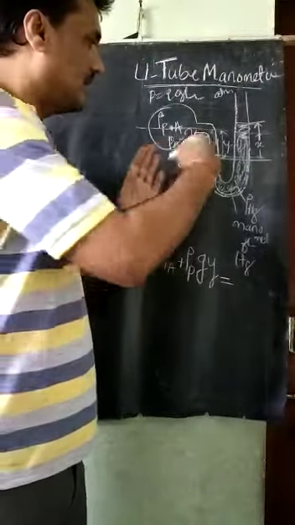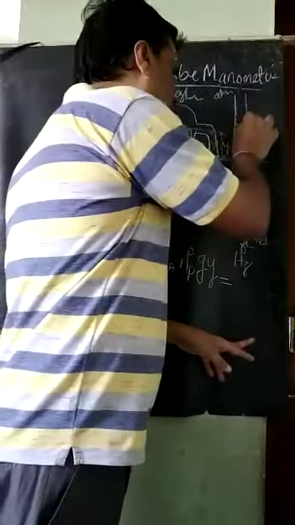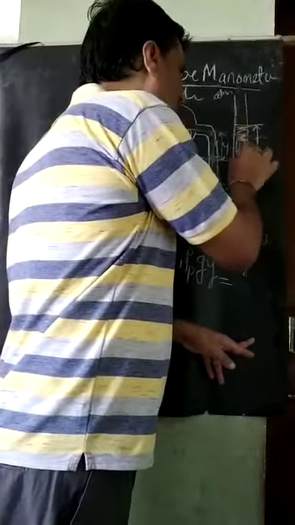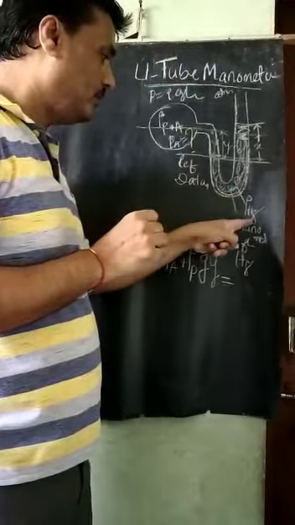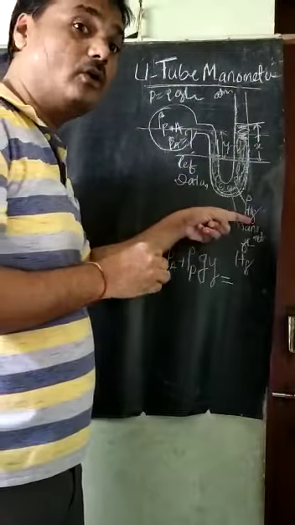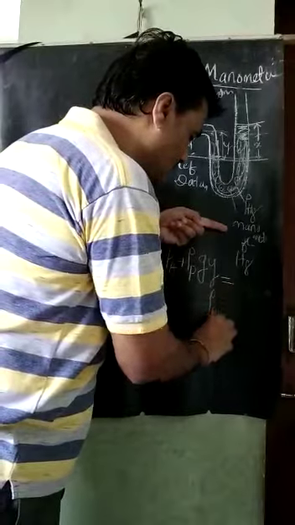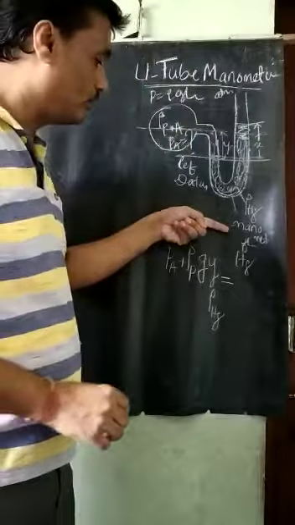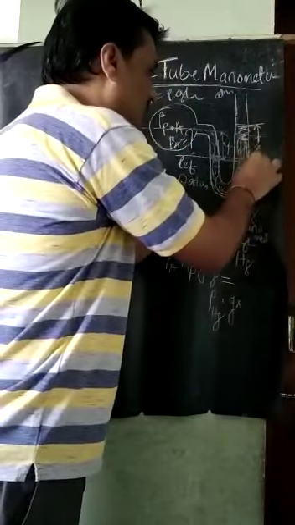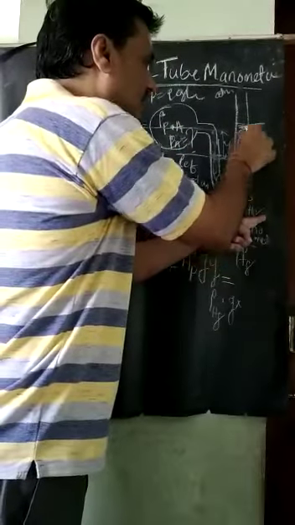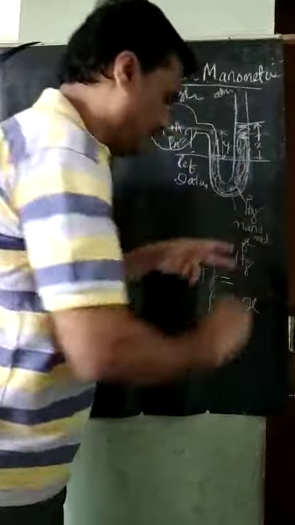Next, at the right side, what is there? At the right side, only this height is there. This is a manometric fluid, having a density rho Hg. So it is rho Hg, the density of the manometric fluid, into g into the height from the datum line, the reference line. That height is X.